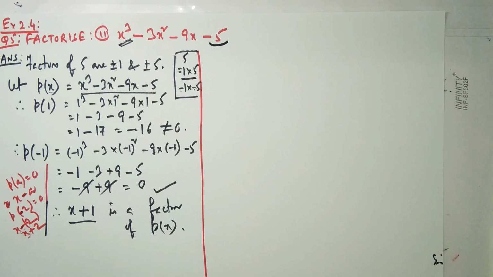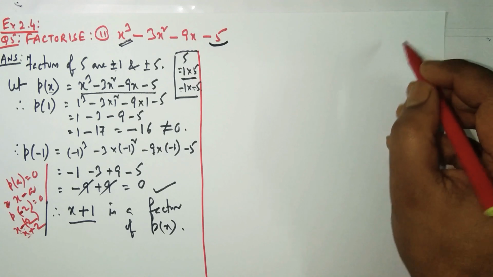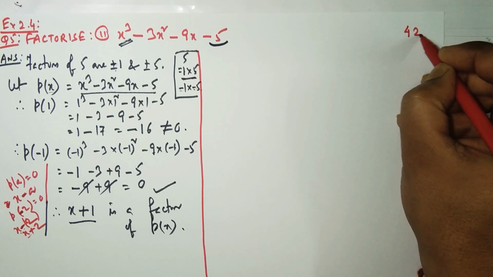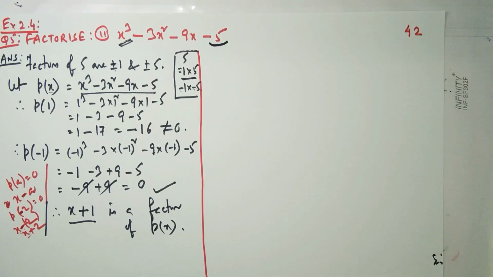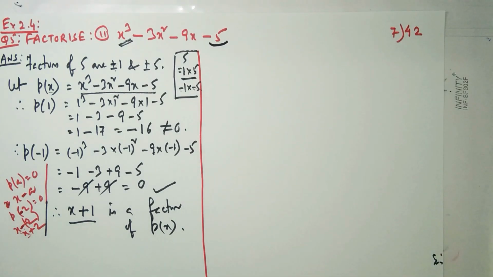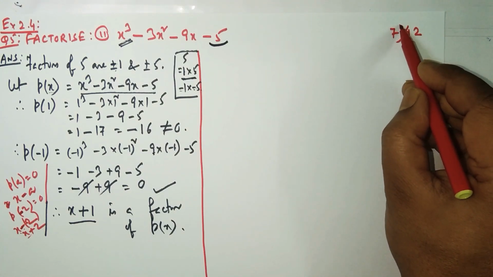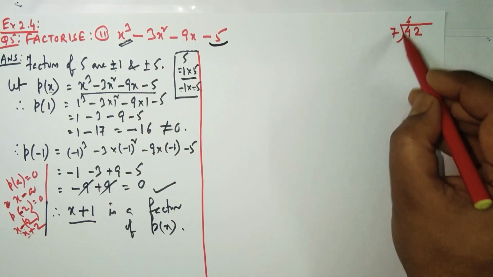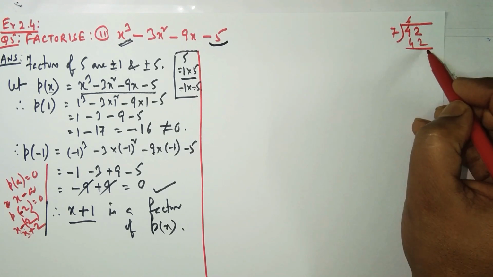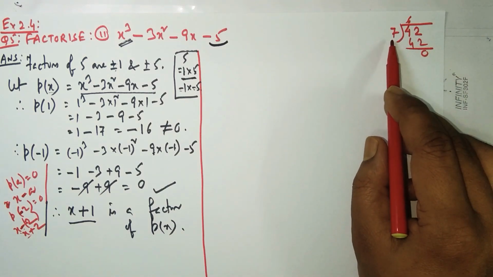Now how to get the other factors? Try to understand an example. Suppose you have the number 42, and it is given that 7 is a factor. Then how to get the other factors? 7 sixes are 42. Then 42 minus 42 is 0, and it has to be 0 as the remainder because 7 is already a factor.